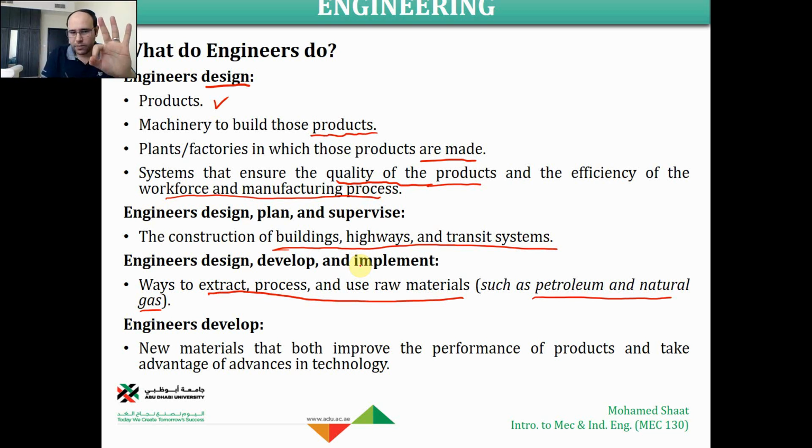So three things. The first thing is to extract this material. The second is to process this material, bring this material into a shape that is beneficial, that we can use. Then find a way to use this material in different applications to help human beings.